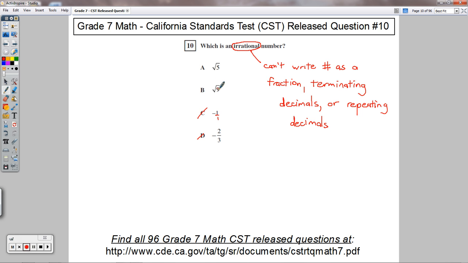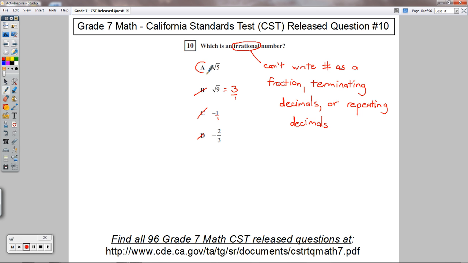The square root of a number is what we have here. The square root of a number is just what number times itself equals the number under the square root symbol. So this one is exactly 3, which you can write as 3 over 1. That effectively eliminates that one, leaving this as our only possibility.